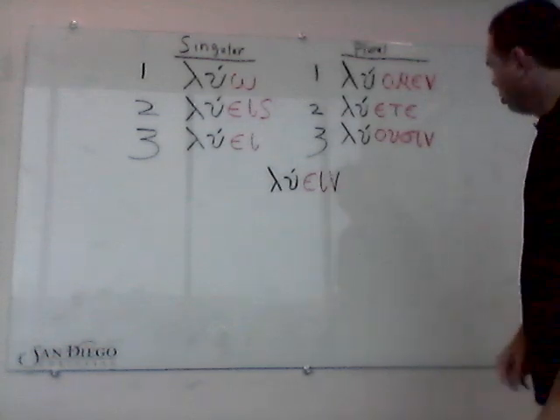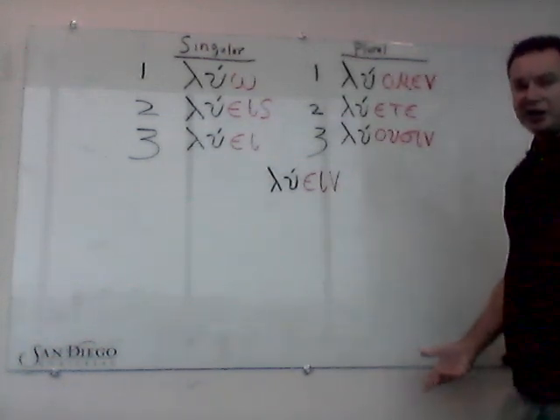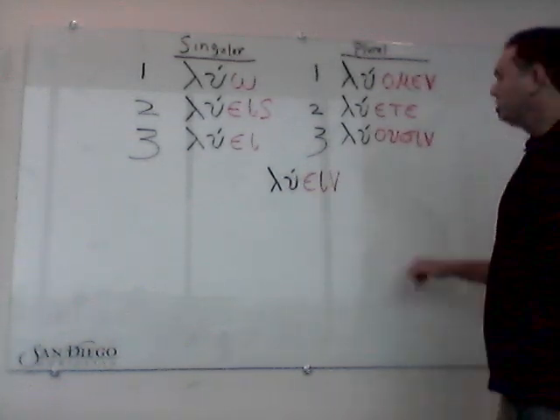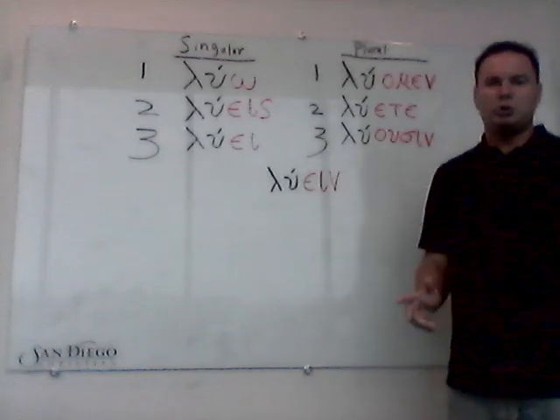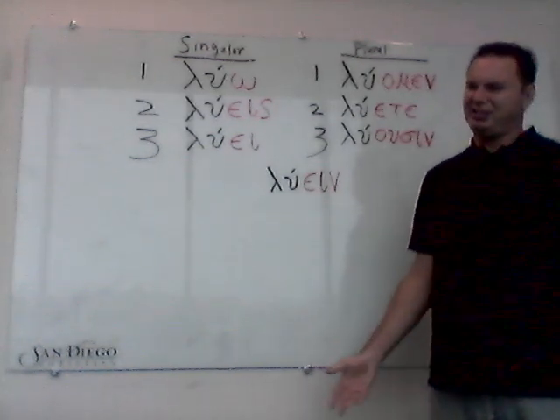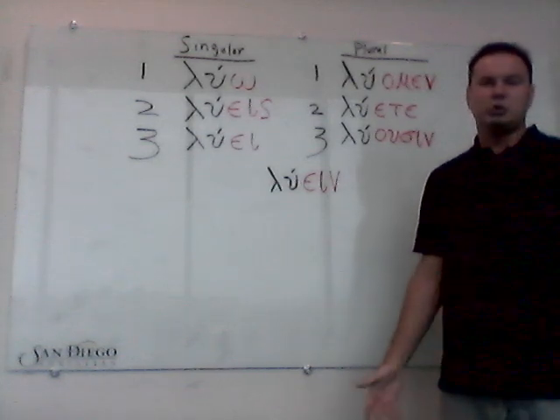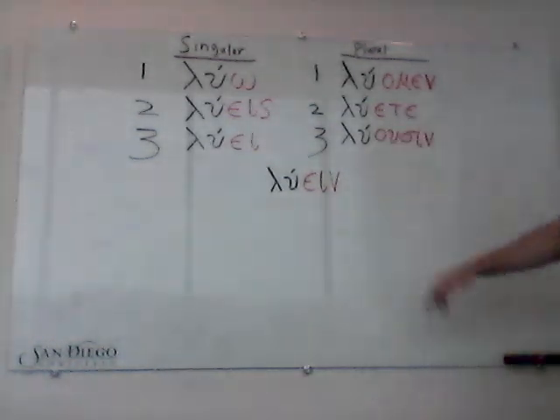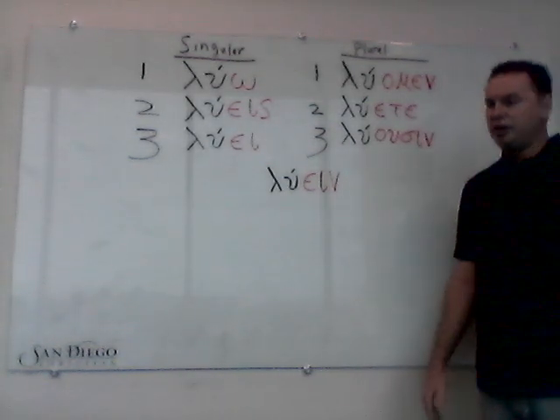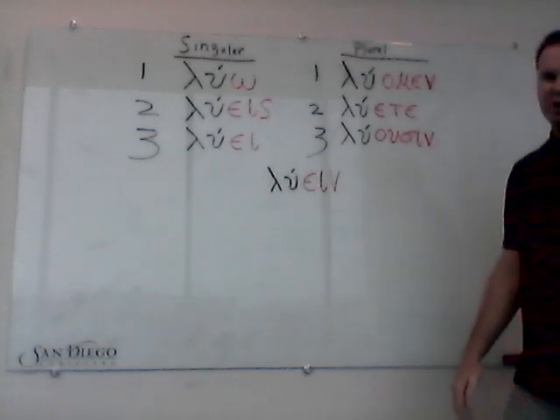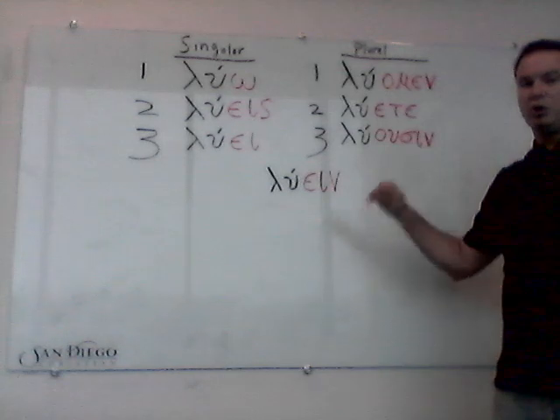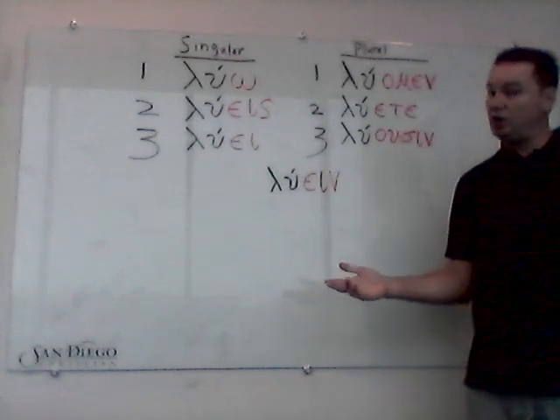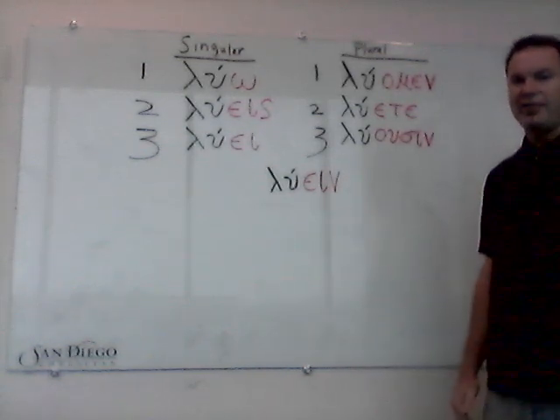If we're going over to plural, the first person plural pronoun is we. So luomen would be we are loosing. Luete would be you are loosing, but you in the plural you. English has this funky anomaly where you can be singular or plural. So sometimes it's helpful to think of, like they say in the South, y'all. Y'all are loosing for the plural. And then luousin is they are loosing. So first person plural is we, second person plural you as in y'all, and third person plural they.